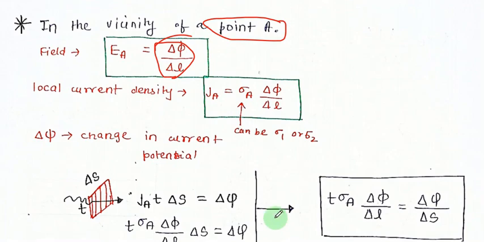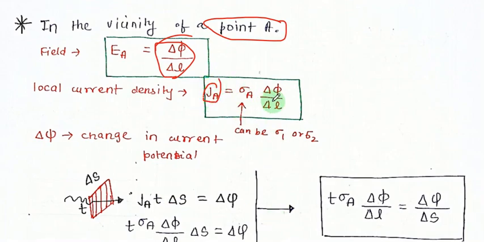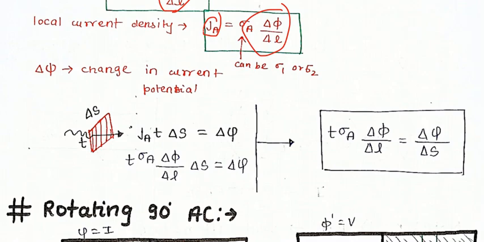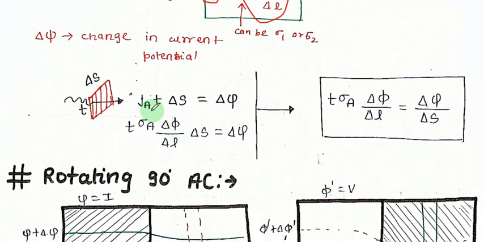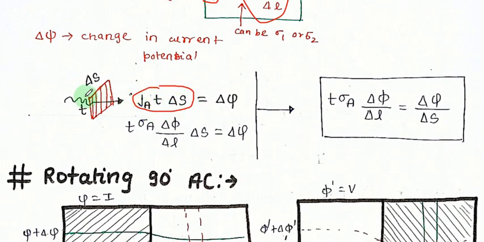And so here, the local current density at A can be written as sigma A into delta phi by delta L. Now delta psi is the change in current potential, and using the definition of the current potential we can write it as the current density that is passing through the t delta S area. The current that is passing through here is called the current potential.